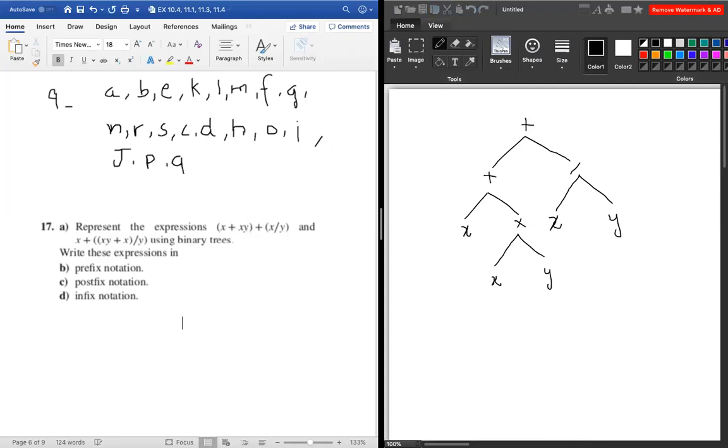Now let's try to create the prefix notation for the binary tree. In the prefix, what we will do is we will have plus, this plus and then this plus, and then we will have x, and then the multiply sign. This one here is multiply. Let me just make it more obvious.